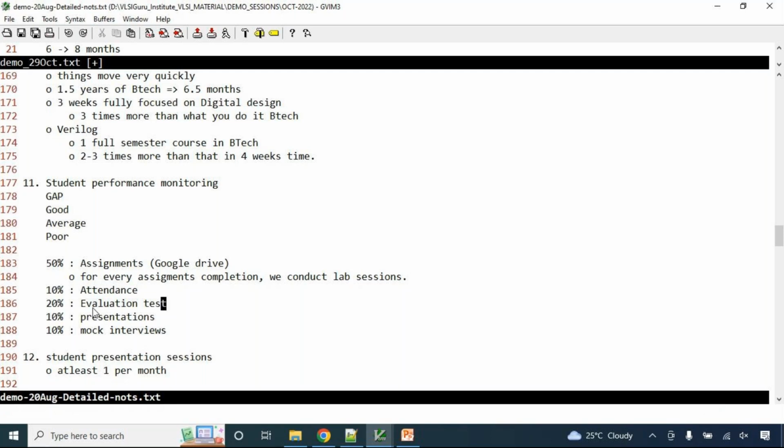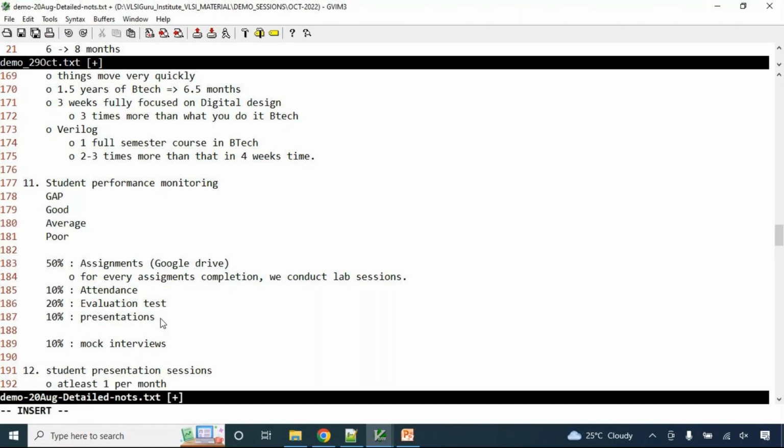Every month there will be one evaluation test at every stage. Let's say digital design, one evaluation, Verilog language, Verilog projects, SystemVerilog language, everywhere. Then every month we'll be having presentations. Presentation doesn't mean the trainer is doing it. We'll give the student one topic, and the student is asked to do a presentation.